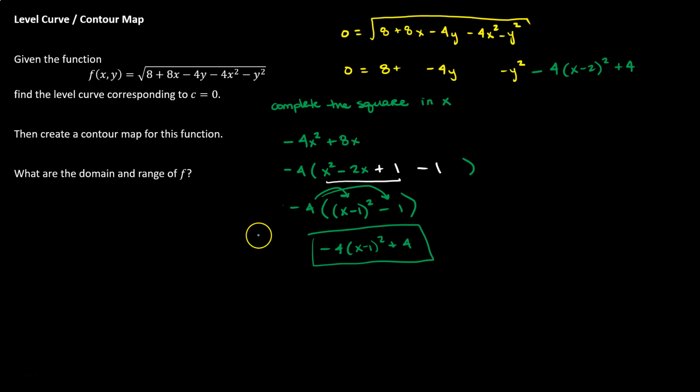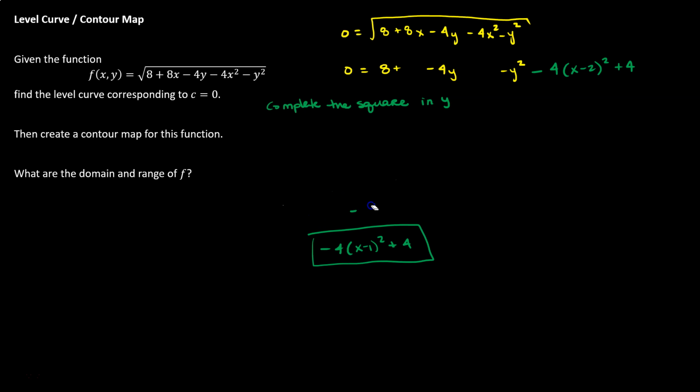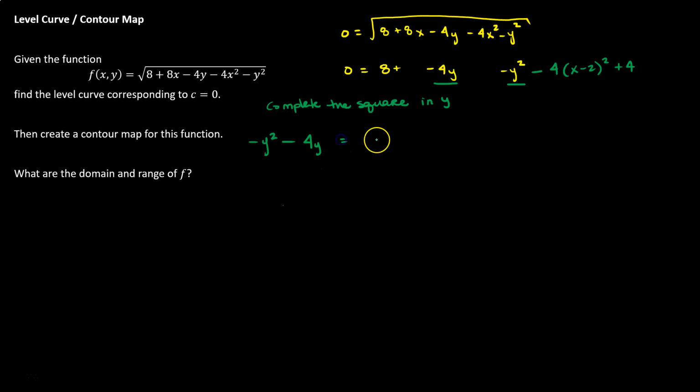And now I want to repeat this process, but I'm going to complete the square in y. I'll pull out any terms that involve the variable y, and we'll repeat the process of completing the square. So we have minus 4y, and we also have minus y squared. Now in this case, I'm going to factor out a negative, because the easiest way to complete the square is to have a positive 1 coefficient on the leading term, on the quadratic term. So to factor out the negative, I achieve that goal.